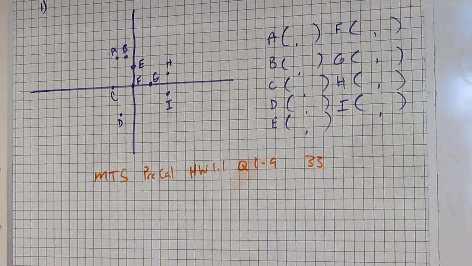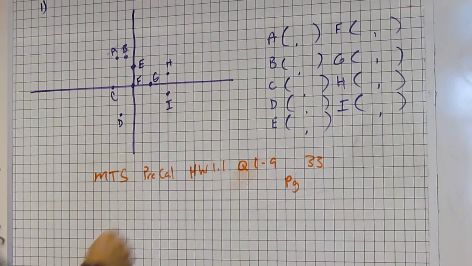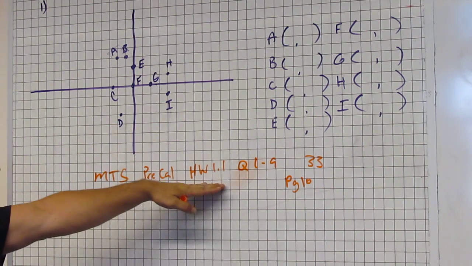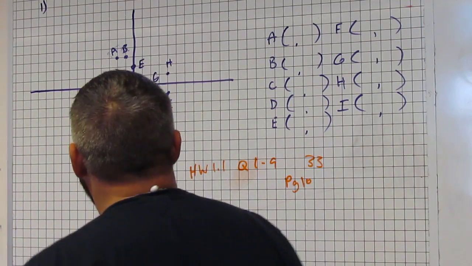And then page 10. This way, if you want to look up the videos for homework 1.1, that's what you would put in: MTS space Precal space HW 1.1. It should bring me right up, probably 4 or 5 videos, depending on how many we do today. Okay? Let's do this. A, what's the coordinate?